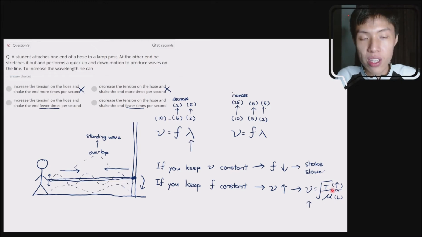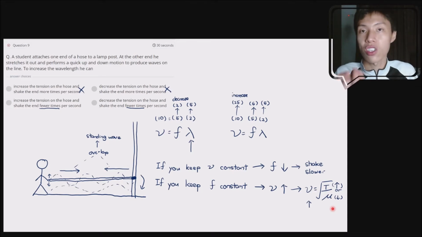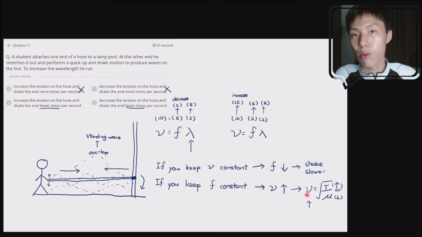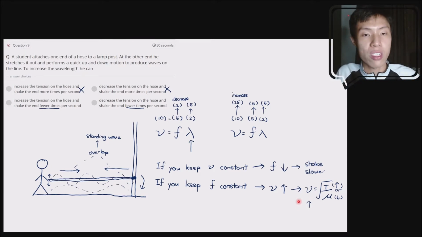Okay, mass per unit length we are not changing, because if you want to decrease the mass per unit length, that means you have to change to a lighter hose, probably a hose which is thinner, or a hose which is smaller. Then you can decrease the mass per unit length. Then you can increase the wave speed. This is one way of doing it, but we are not changing the hose. So what we can do is increase the tension exerted on the rope. That means we pull the rope tighter. If we pull the rope tighter, then we will increase the wave speed.